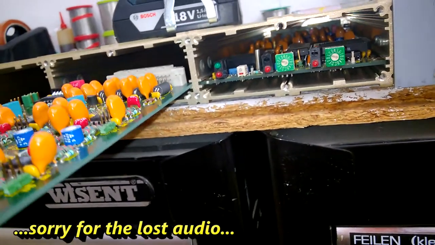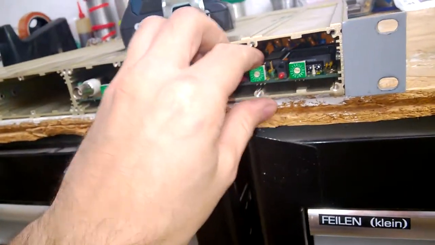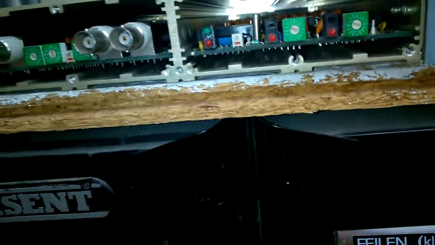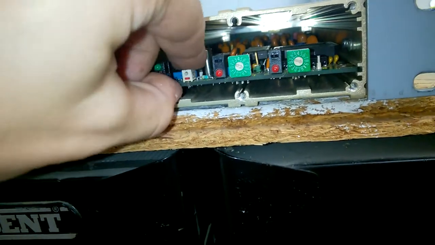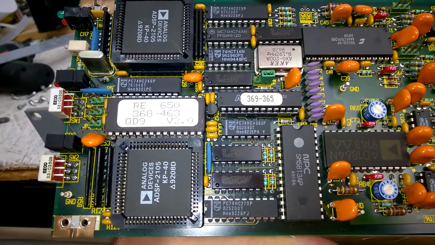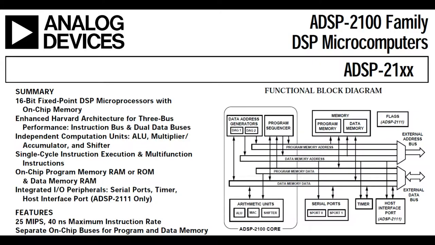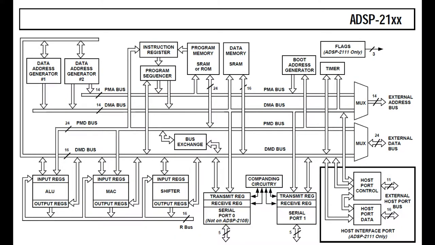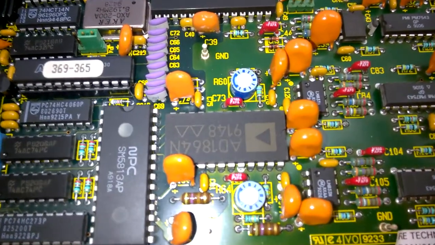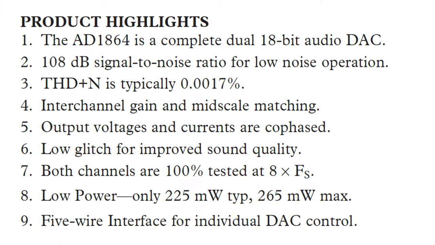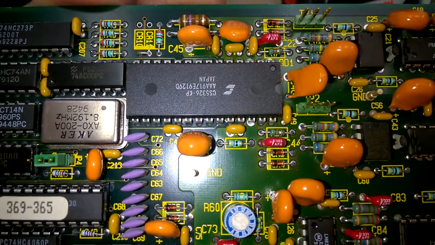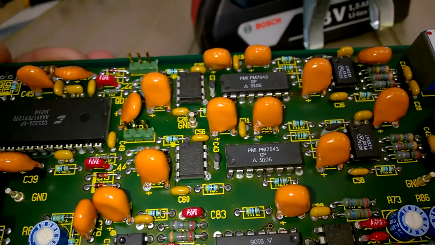The second board is different. Have a look at this one too. Beautiful. Another two Analog Devices DSPs. Oh, is this an analog-to-digital converter? Beautiful.